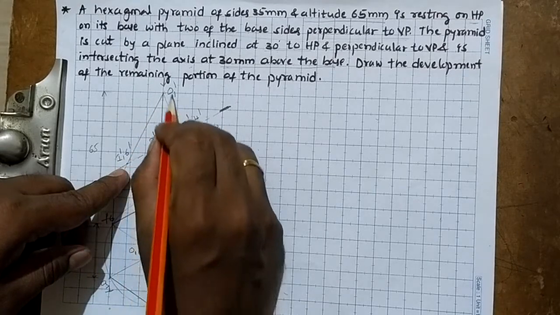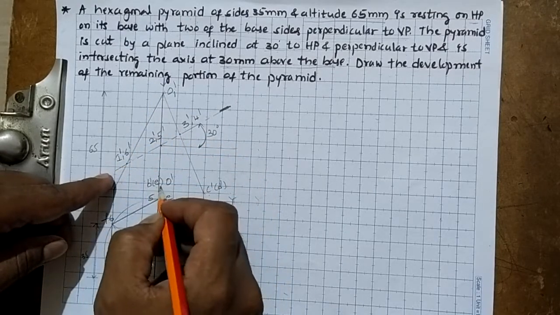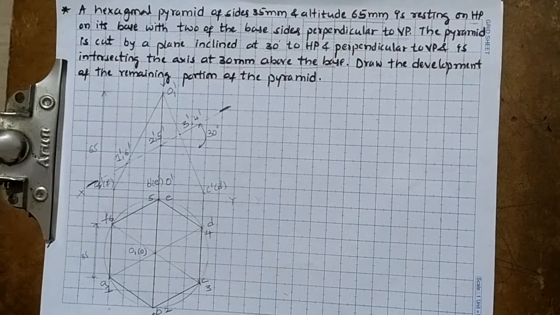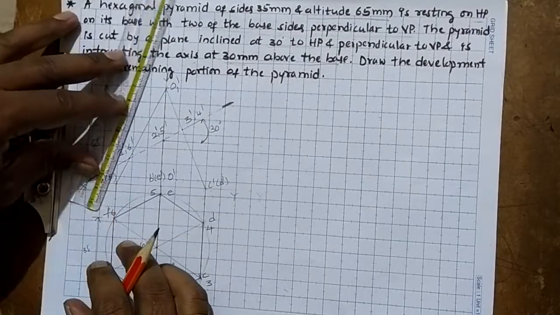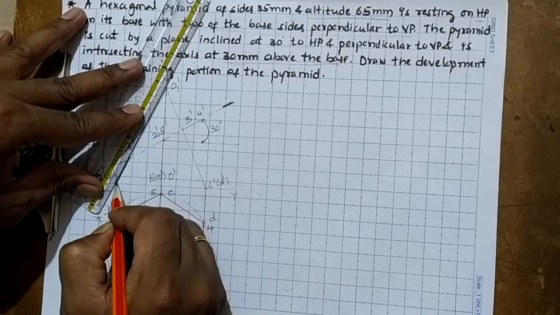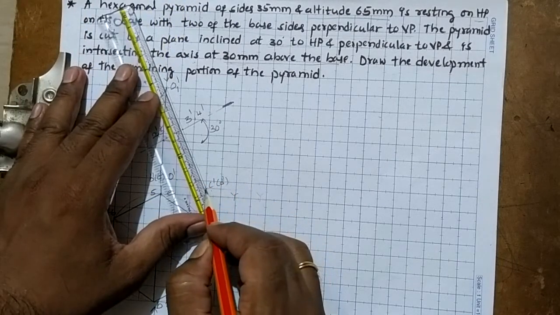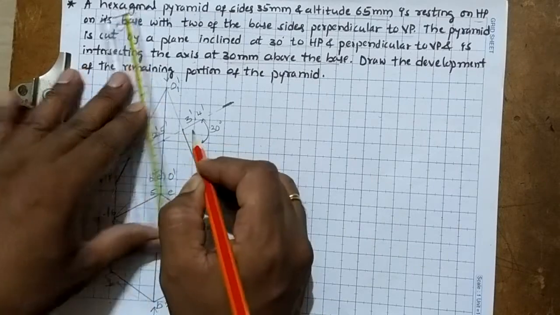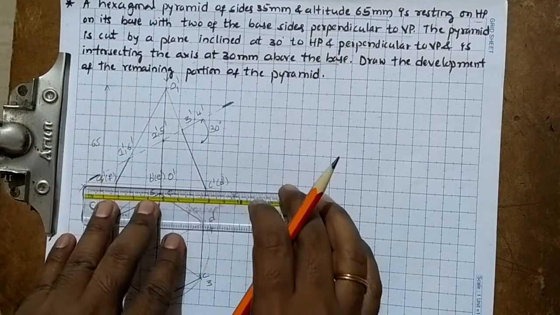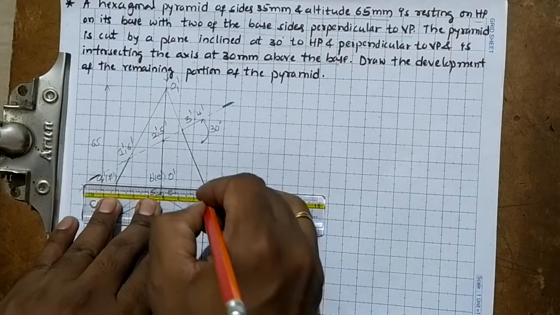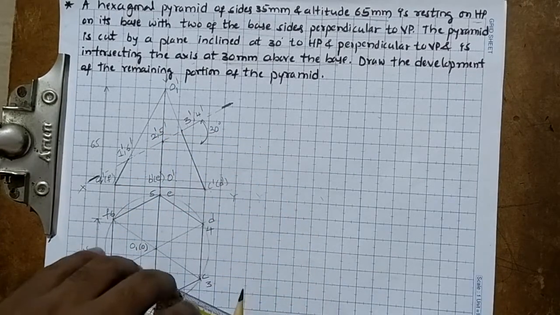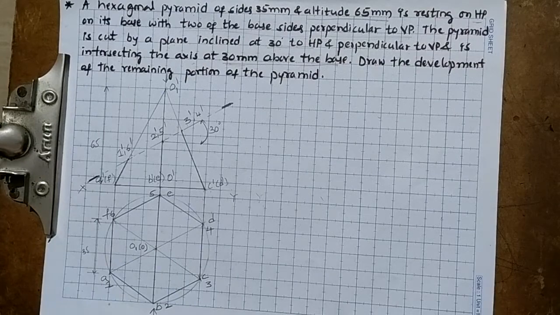We will show this removed portion as a thin line, and the portion below the section plane we consider as the retained portion. We have to make it dark. See this retained portion, we have to make it dark. Then we know the difference between the thin removed portion and the retained portion. Now it is clearly shown, this is the removed portion and this is the retained portion.